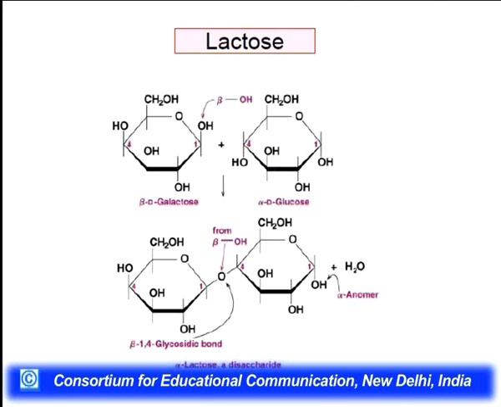And milk, cheese, curd, all these products are rich in lactose. So if we talk of the formation of lactose, what we've seen is the beta form of galactose. What is the beta form? The one in which the OH and the CH2OH are on the same side of the ring. This reacts with the OH on the fourth carbon of alpha D-glucose, and a water molecule is lost, resulting in the formation of a beta glycosidic linkage.